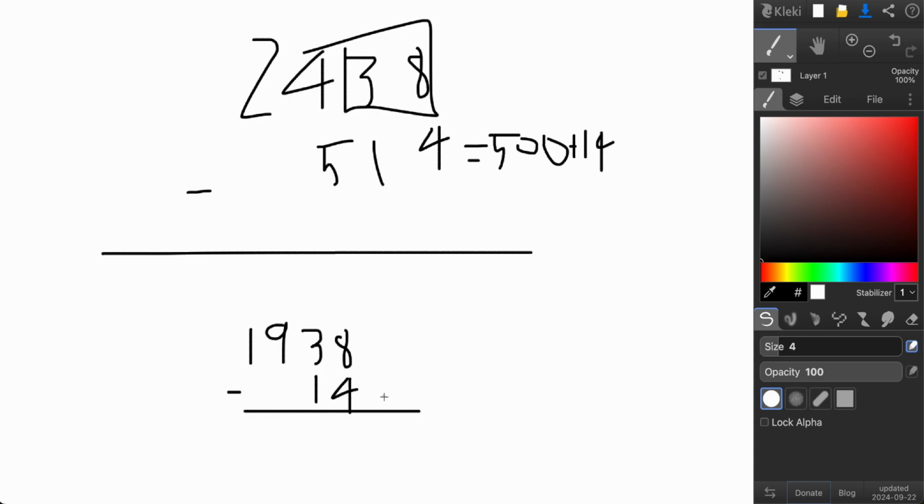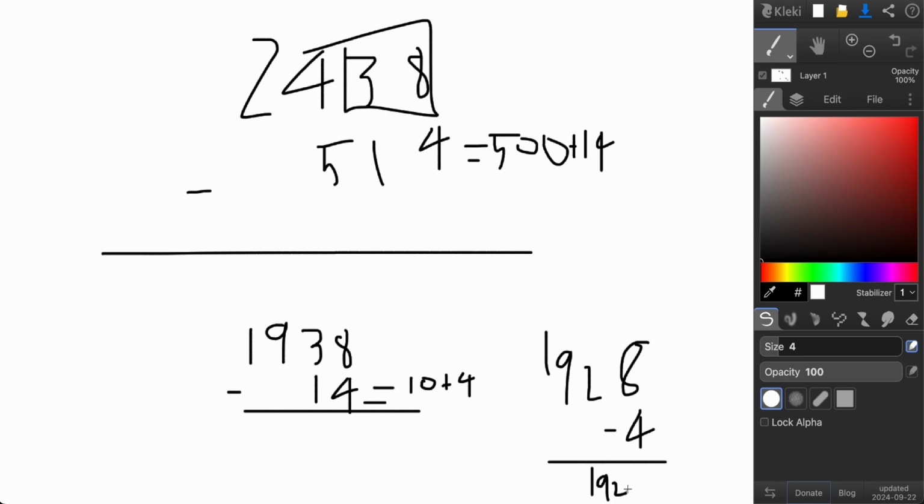If you want to, you could break it up even further. This is 10 plus 4. And you could do 1938 minus 10, which is 1928, minus 4, which equals 1924.